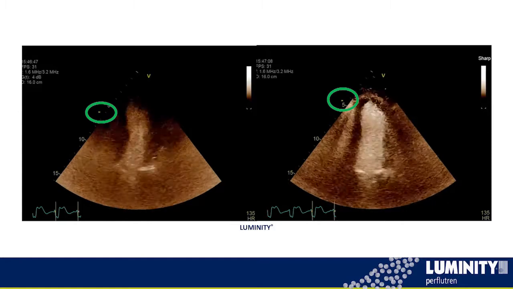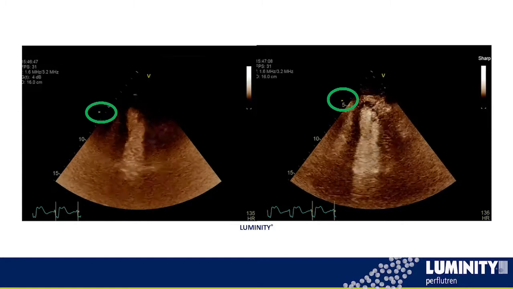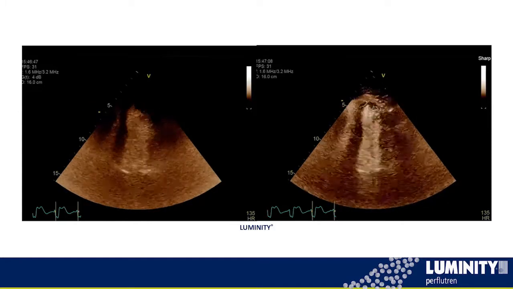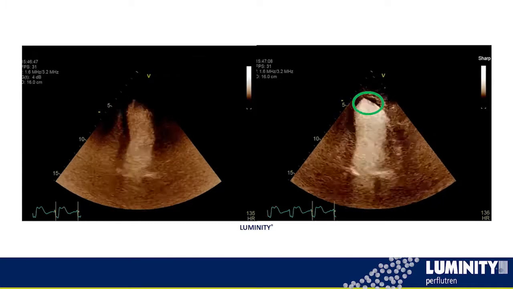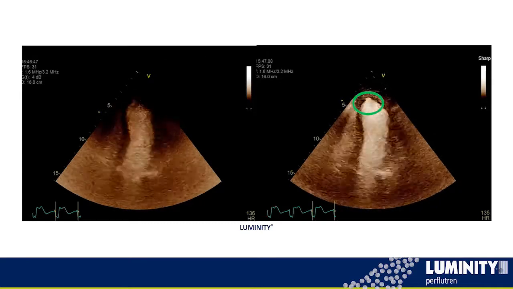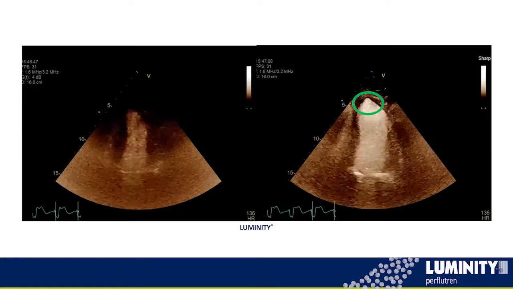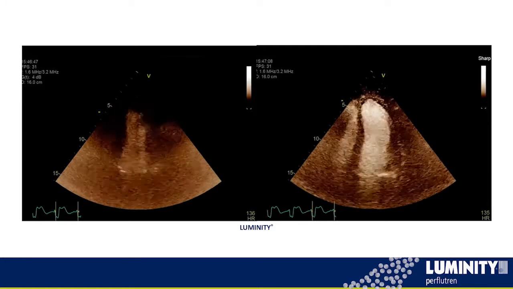Then the image on the right is just one click away and changing the gains, and you see a much clearer apex. You see much more detail. You actually see the base and the mid of the left ventricle pretty good as well. In some patients, in some pathologies, in some studies, that is the difference of finding pathology and not.